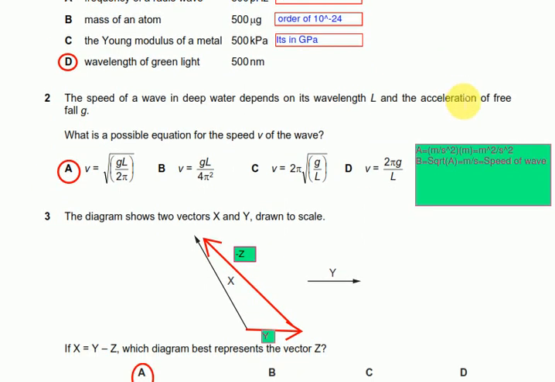Question number 2 says that the speed of a wave in deep water depends on its wavelength L and acceleration of free fall g. What is a possible equation for the speed v of the wave? Part A says v equals square root of gL over 2 pi. In this, 2 pi is a constant, so what we can do is evaluate the units of gL. g is acceleration, with units meter per second square, and L is the length, which is meters. So meter per second square into meter forms meter square by second square. Taking the square root of these units, because there's a square root here, gives meters per second. So part A is fortunately the correct answer.